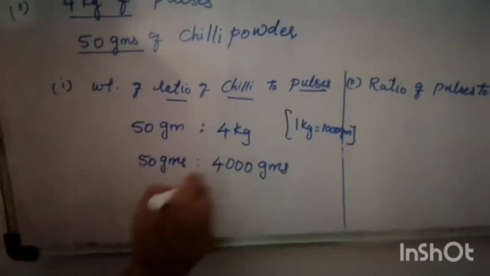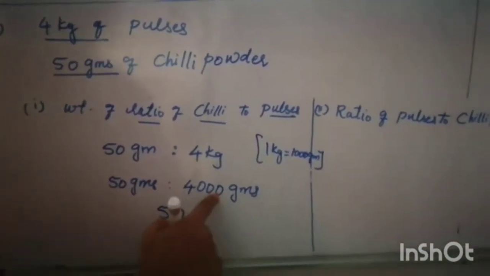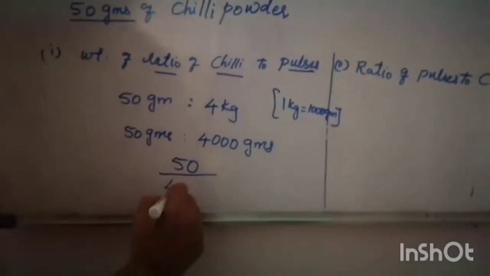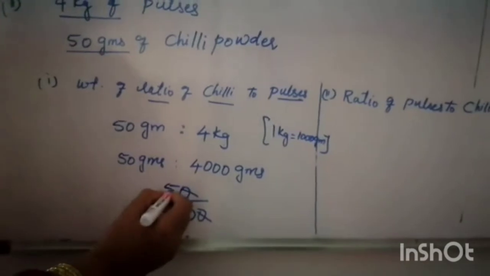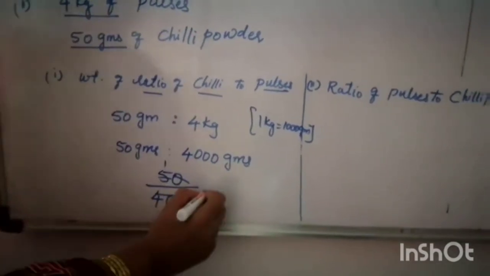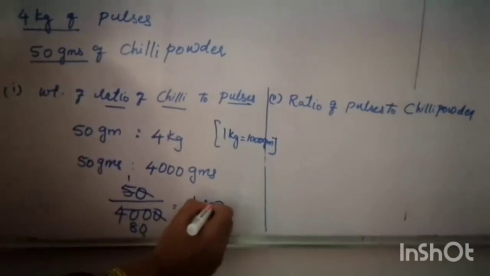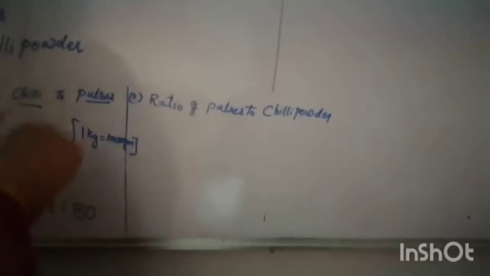Both are same quantities, so division by division. Ratio is nothing but comparing two same quantities by division. So cancel the 0, children. 5 ones are 5, 5 8s are 40. So that is nothing but 1:80. What about the ratio of pulses to chili powder, children? Reverse.